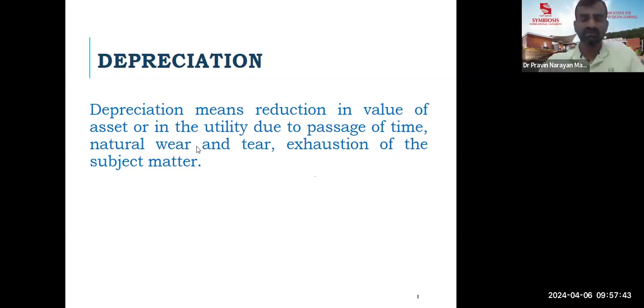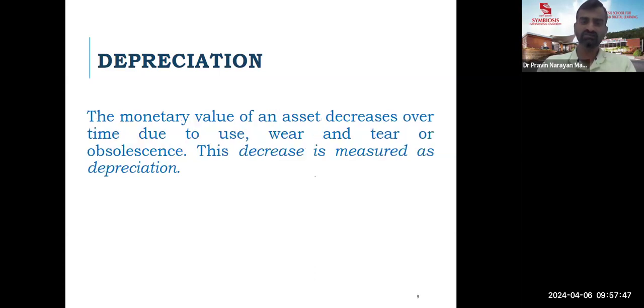So let's understand. I hope you understood the concept of depreciation. Depreciation: the monetary value of an asset decreases over time due to use, wear and tear, or obsolescence. This decrease is measured as depreciation. I hope you understood the concept. Yes or no?